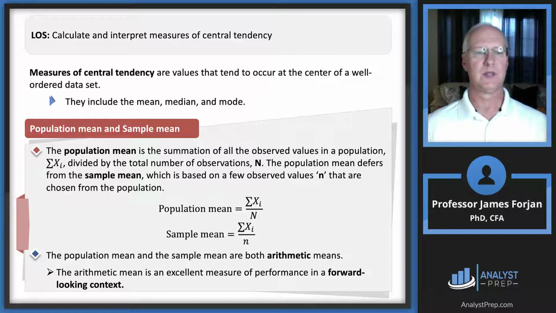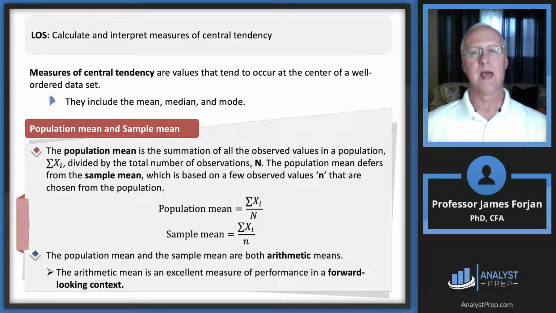I want to call your attention to the last arrow point down there. The reading makes an interesting statement about the arithmetic mean being an excellent measure of performance in a forward-looking context. And I have a couple of thoughts about that, but clearly what the reading is trying to convince you of is the following. Let's suppose that you have a data set that includes the last 5 years of returns for a particular mutual fund, and you want to try to predict the future. Well, the most logical starting point is to look at the mean or the average return over that last 5 years and suggest that that's the most likely outcome over the next 5 years.